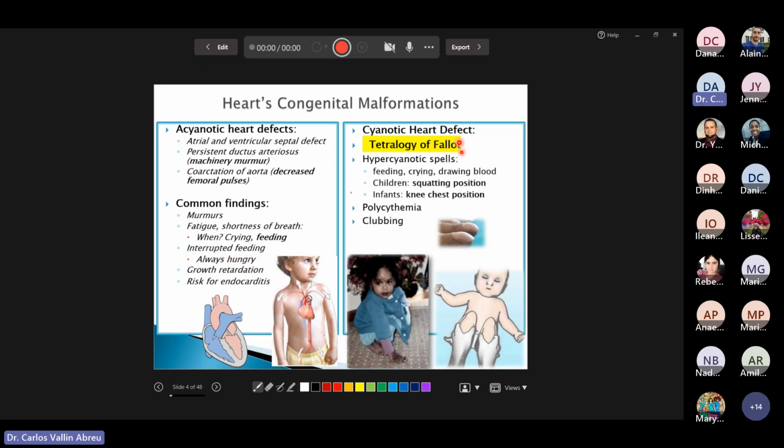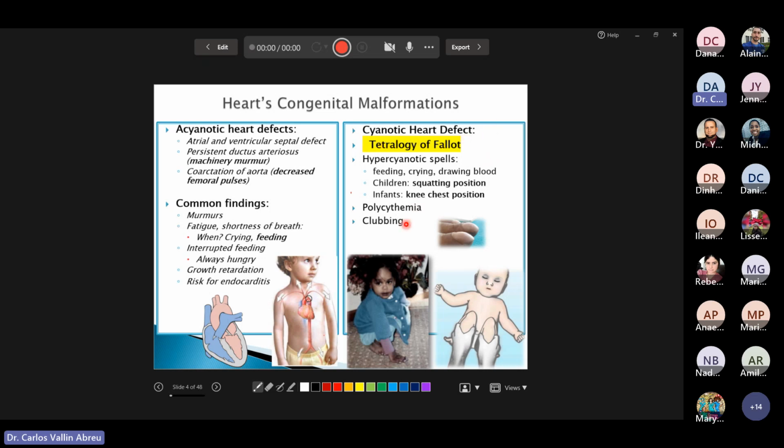The most common cyanotic malformation is called tetralogy of Fallot. There are many other malformations, but those are the most common. The tetralogy of Fallot is so complex that you don't need to know what is happening in the heart, the same as in the previous ones. You don't need to know those details. But the interesting thing is that there are four. That's why it's called tetra. Tetra means four malformations present at the same time. You don't need to know those malformations in detail.